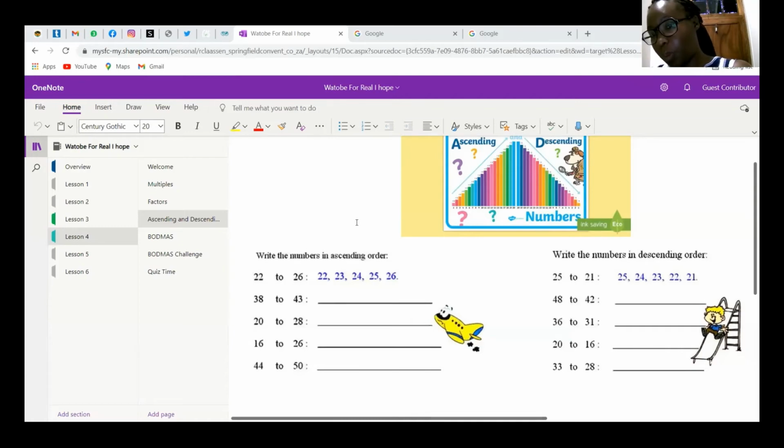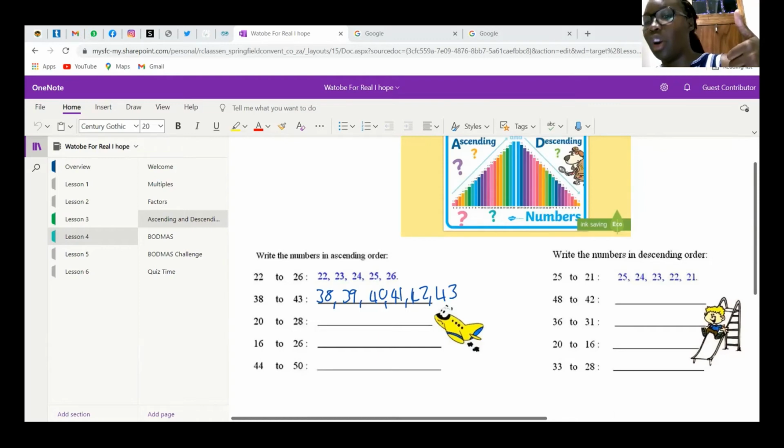Yes, ma'am. 38, 39, 40, 41, 42, 43. Yes, excellent. So we need to list them in ascending order from the smallest number to the biggest number. Thank you, Tandeka. Awesome stuff. Do you get it now, Timoloho? Are you with me?